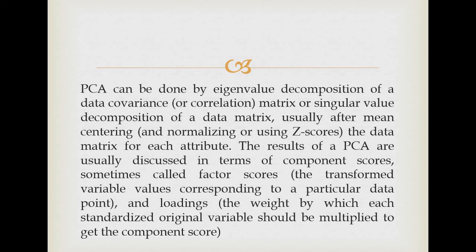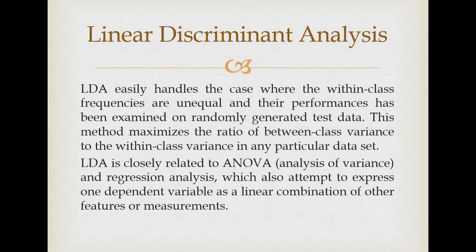PCA can be done by eigenvalue decomposition of the data covariance matrix or singular value decomposition of a data matrix, usually after mean centering and normalizing using z-scores the data matrix for each attribute. The results of a PCA are usually discussed in terms of component scores, sometimes also known as factor scores. These are statistical issues which you should be clear about in order to understand them more deeply.